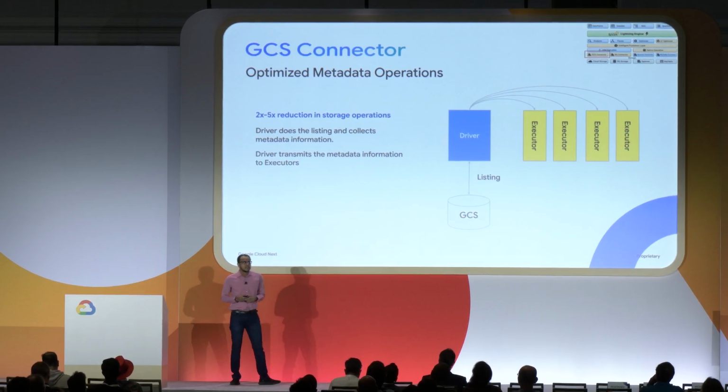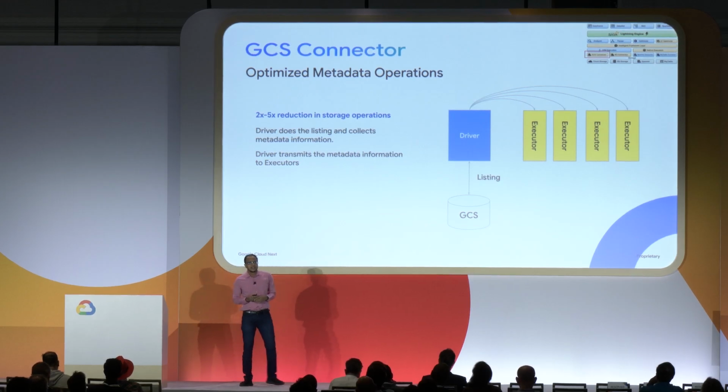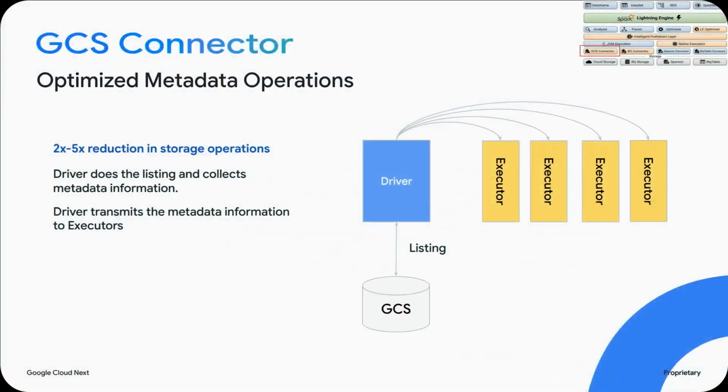So to optimize it, we worked with the GCS team and started using lexicographic listing APIs to get all the metadata of the files that need to be processed. With this new listing API, we can get all the metadata of those files in hundreds of calls in the driver. And then we built a new protocol between the driver and executors to pass this information on to the executors, which are processing that file. So instead of calling this metadata operation every time for each file in each executor, we are just calling it in the driver using the optimized lexicographic listing APIs.